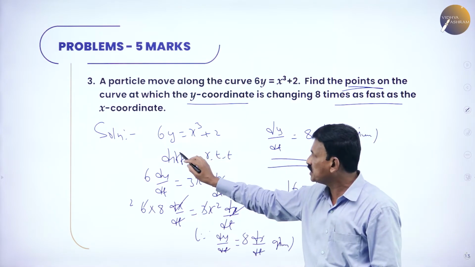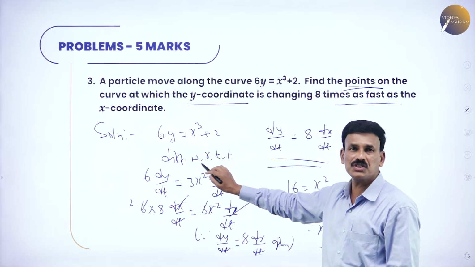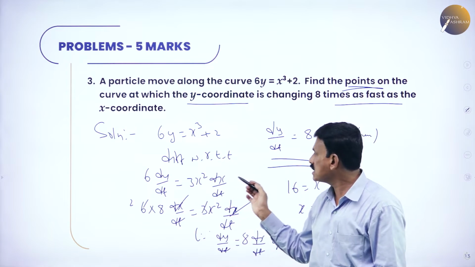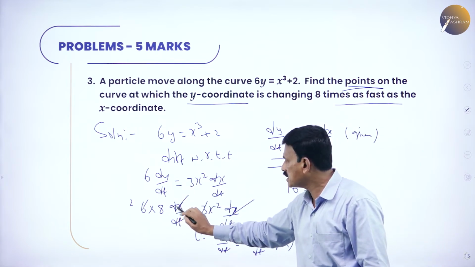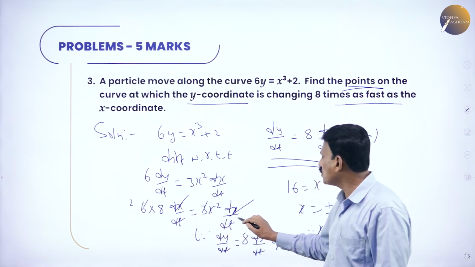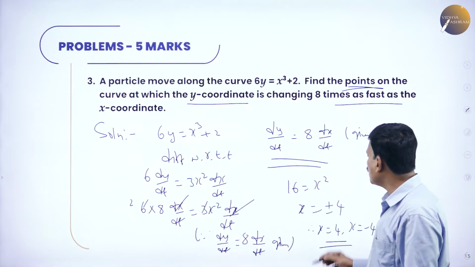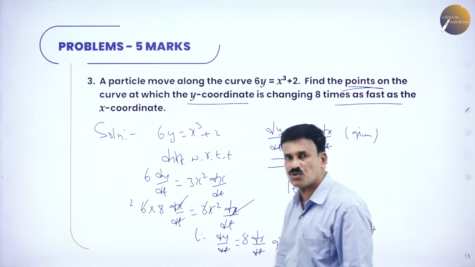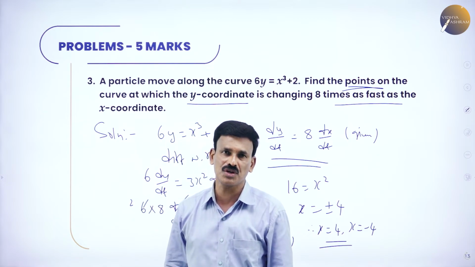Just differentiate this. 6 into differentiation of y is dy by dt. Differentiation of x cube is 3x square dx by dt, plus 2 is constant. Since it is given dy by dt is 8 dx by dt, 6 into 8 dx by dt is equal to 3x square dx by dt. dx by dt gets cancelled. 3 2s are 6 gets cancelled. So therefore x square is equal to 16, x is equal to plus or minus 4. The value of x is plus 4 and minus 4. Okay, these are x coordinates.